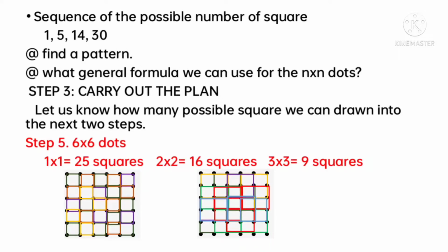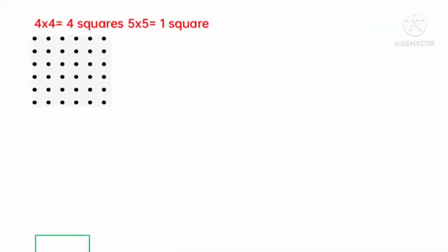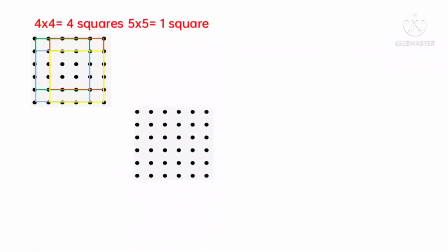Next is sa 3 by 3 naman, there are 9 squares. So ito yung representation niya. 1, 2, 3, 4, 5, 6, 7, 8, and 9. So, next size ng square is 4 by 4, which is 4 squares, and 5 by 5, may isang square. So ito yung representation niya. 1, 2, 3, and 4 squares. Then, 5 by 5 is may isa.